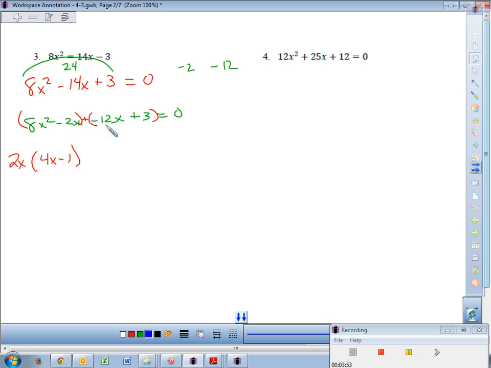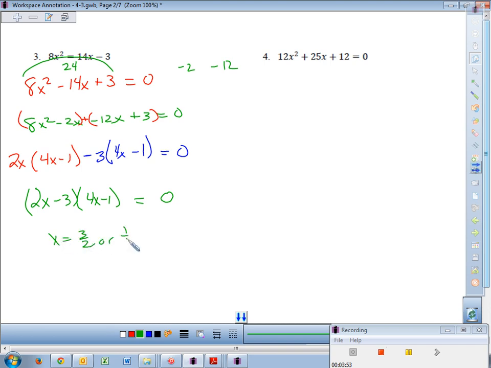Then I have to take out a negative GCF in this one. Because this first term in this parenthesis is negative, I got to pull out a negative GCF. It looks like a negative 3 goes into both of those. Negative 12x divided by a negative 3 is a positive 4x, and 3 divided by negative 3 is a negative 1. Regroup. 2x minus 3, 4x minus 1 equals 0. All cool? So x could equal 3 halves or 1/4.